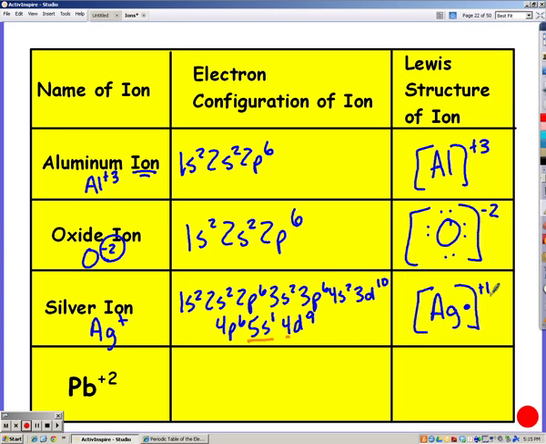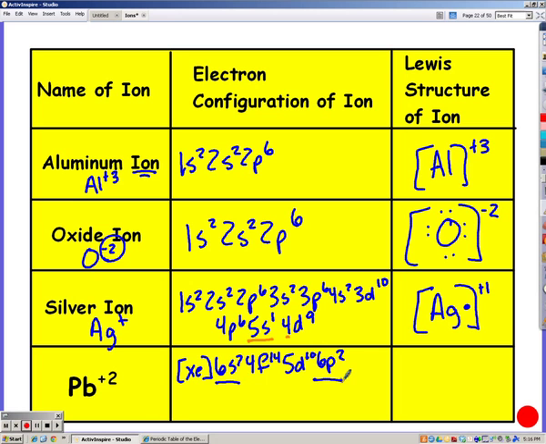Finally, try lead. Restart when you have lead. And go ahead and do lead the shorthand configuration. So we have xenon, and then 6s2, 4f14, 5d10, and 6p2. Notice that my outer energy level is the 6s2 and the 6p2 because those are the higher numbers.